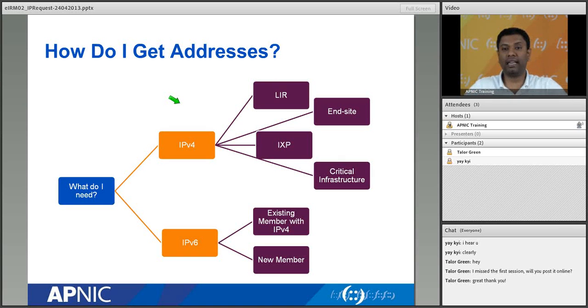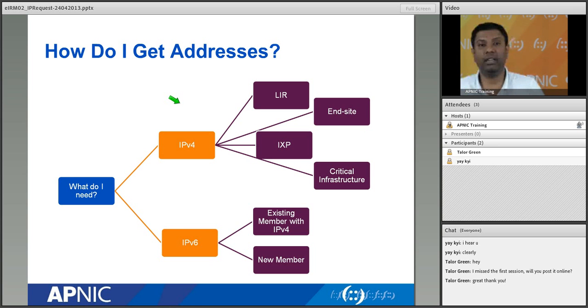What is the second criteria? You're not an ISP, you're not a multi-homing organization, but you are an IXP, Internet Exchange Point. To build an Internet Exchange Point, you need an address. To get that address, you need to show APNIC that yes, you are an Internet Exchange Point and you have an open peering policy. When you have an open peering policy, you will qualify to get an address from APNIC.